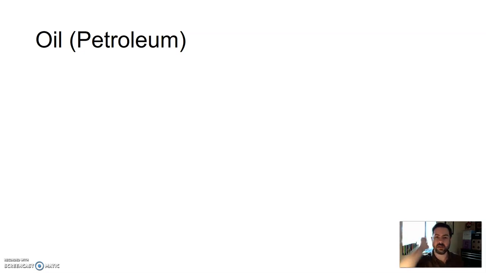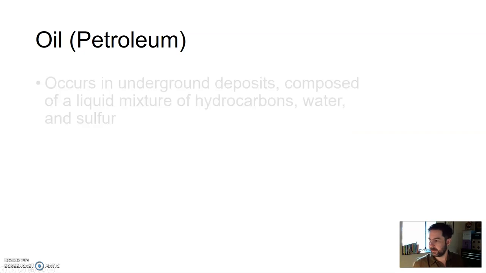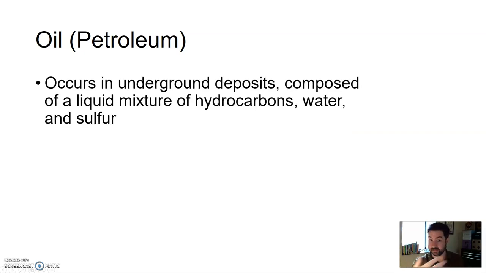Welcome back. Our next fossil fuel: oil, petroleum. It occurs in underground deposits, as do coal and natural gas, so we have to mine it out some way. It's composed of a liquid mixture of hydrocarbons, water, and sulfur. Coal is pretty much the same thing, but in solid form.